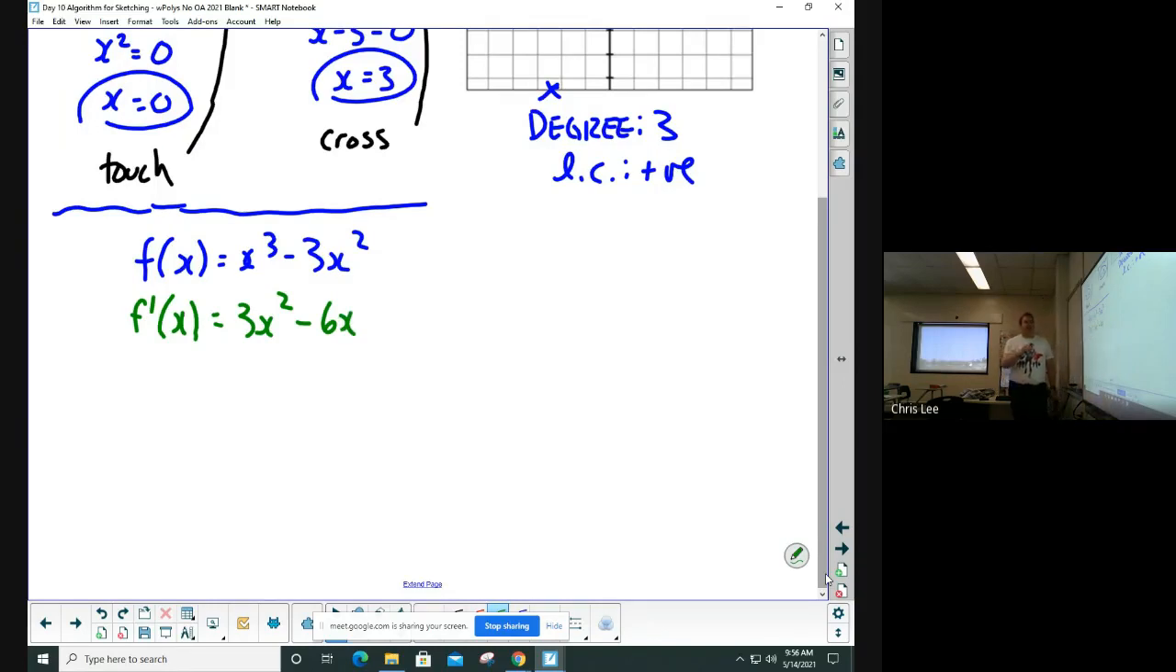Again, since it's so important, you might just want to double check that you did that right. 3 comes down, 1 less is 2. 2 comes down, multiplied by 3 is 6. 1 less is 1. So I look good. So there is the derivative. And the first derivative test, I said equal to 0.